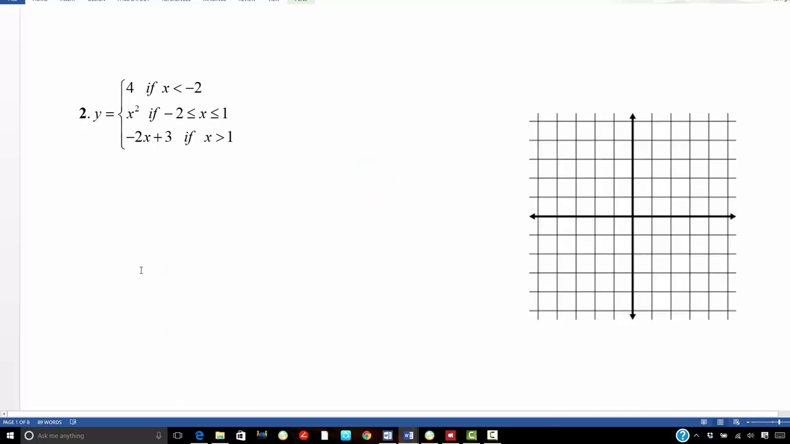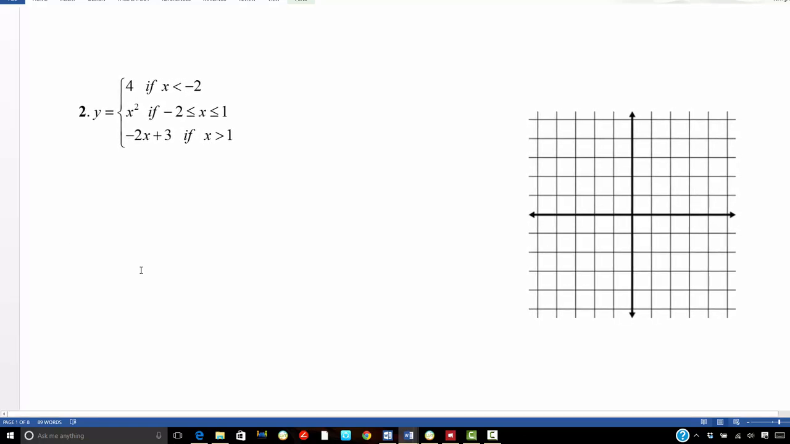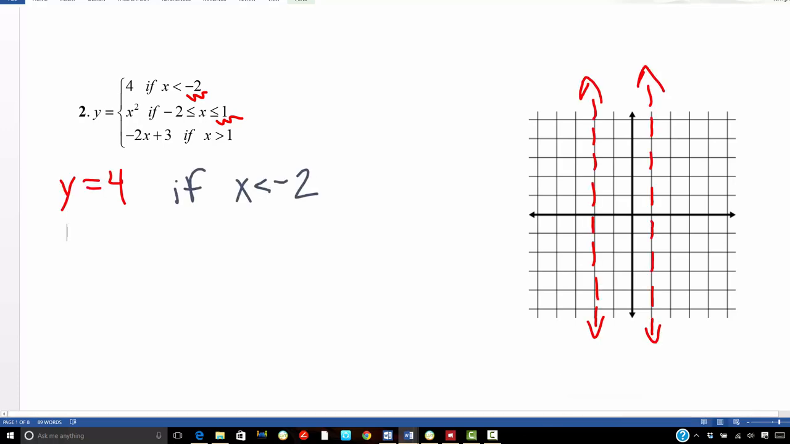All right, number 2 is a piecewise function. So we've got 3 separate pieces to this graph. Remember, the first thing we did the other day was figure out where our border lines are going to go. So our border lines should be at x equals -2 and at x equals 1. So we've got 2 border lines that we can go ahead and draw in now. So we've got the border lines drawn now.